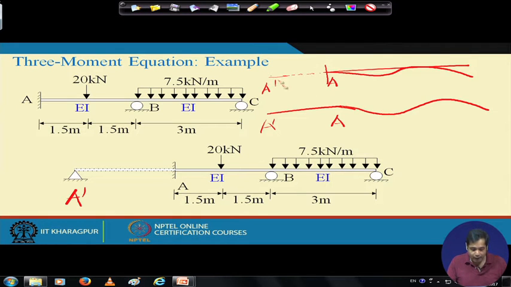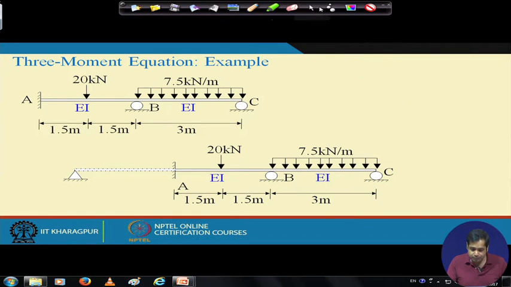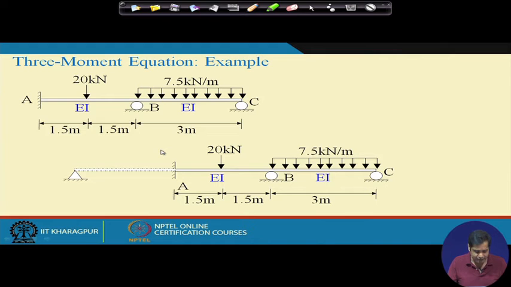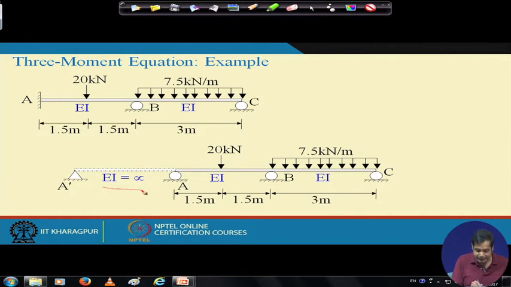Okay. So, now if it is, then take this beam member, the beam ABC. The actual beam is ABC. Now, beyond this fixed support, assume there is a fictitious length A dash, and this fixed support you remove and replace by a roller support like this at A dash, and make the flexural rigidity of the member A dash A infinite.